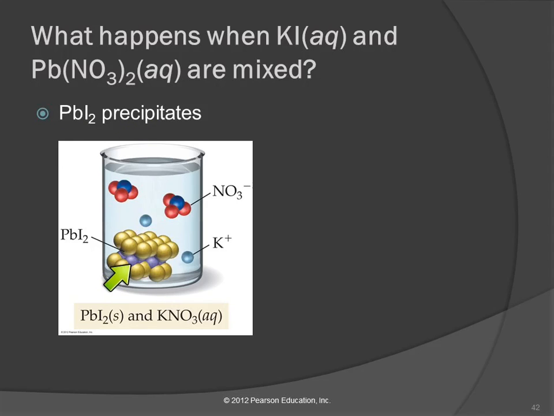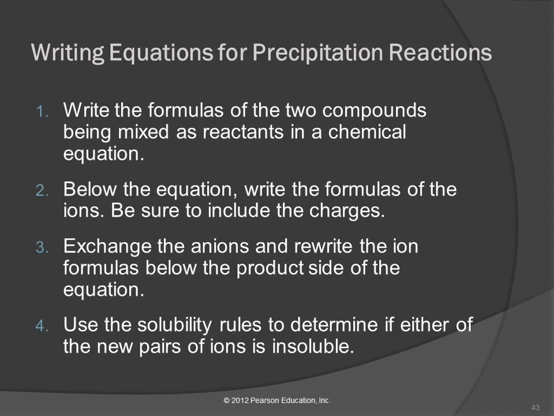How do we predict that? We look at the possible combinations. We say, okay, well, these people came to a party. What are the possible combinations for these guys to get together? Let's see if any of them are insoluble compounds. If they're insoluble compounds, you get a precipitate. So we're going to learn how to write equations for precipitation reactions. We can actually predict what the products are.